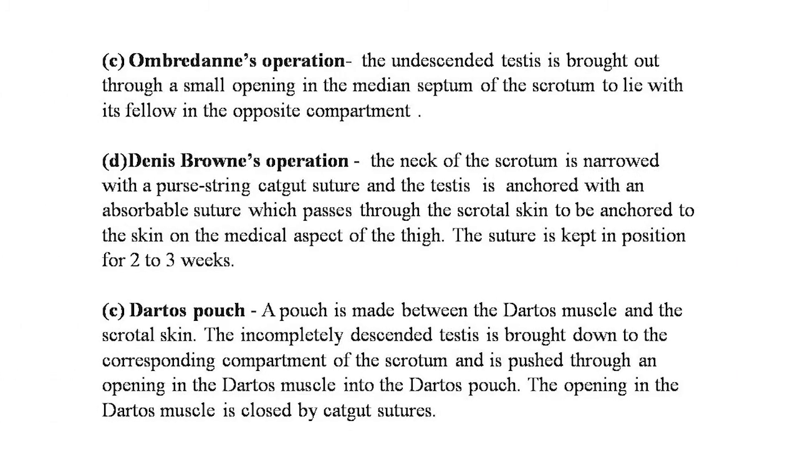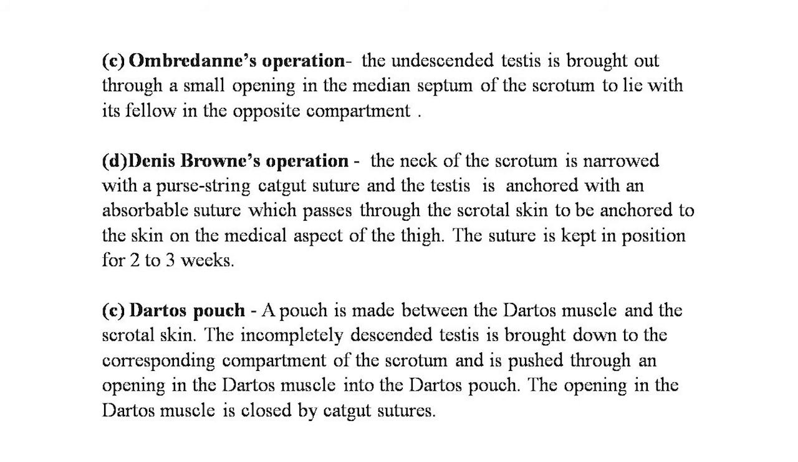Now the Ombredanne operation: the undescended testis is brought out through a small opening in the median septum of the scrotum to lie with its fellow in the opposite compartment. And in the Denis Browne operation, the neck of the scrotum is narrowed with a purse-string catgut suture, and the testis is anchored with an absorbable suture which passes through the scrotal skin to be anchored to the skin on the medial aspect of the thigh. The suture is kept in position for 2 to 3 weeks.